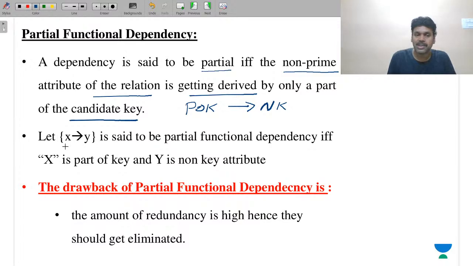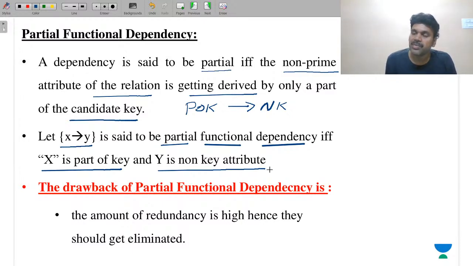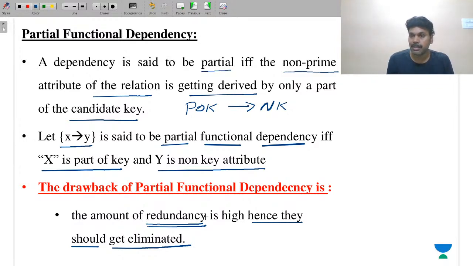So the situation is part of key implies non-key. Here is an example. Let X tends to Y be a partial functional dependency if and only if X is part of a key and Y is a non-key attribute. What is the problem with this partial functional dependency, friends? It is not only giving you inconsistency, it also provides highly redundant data in your schemas. Therefore, we follow the normalization technique to eliminate these partial functional dependencies, and you will get a non-redundant schema.